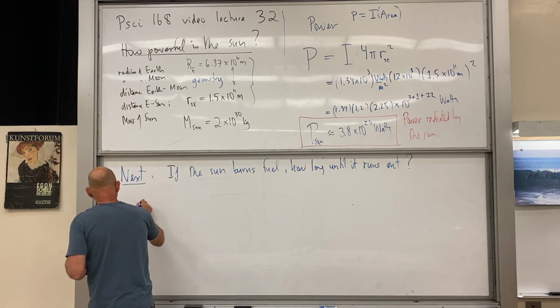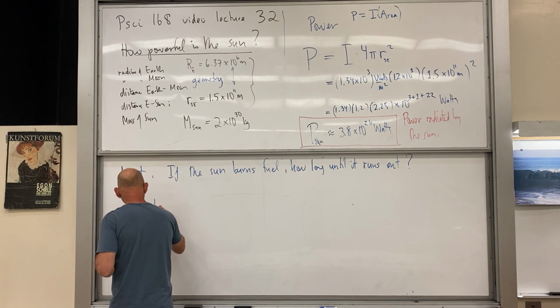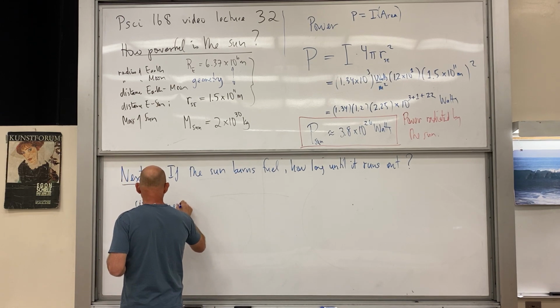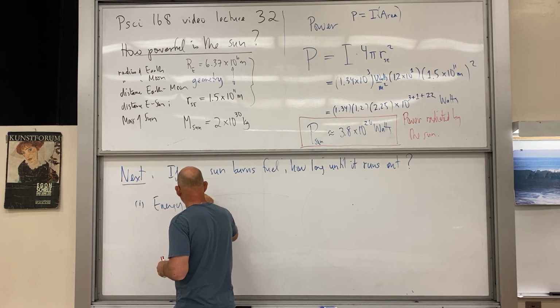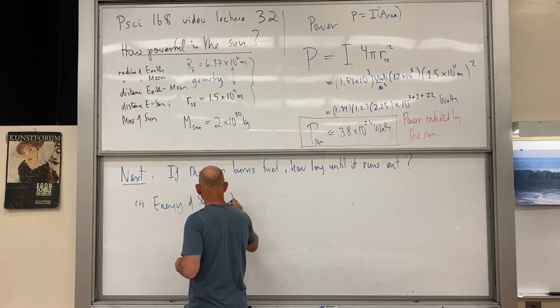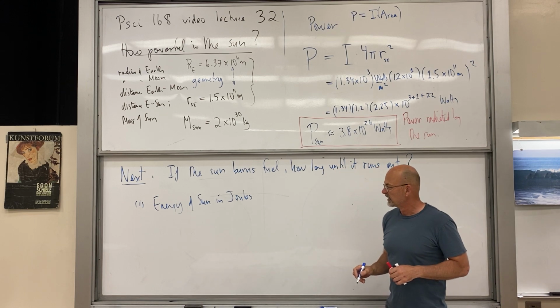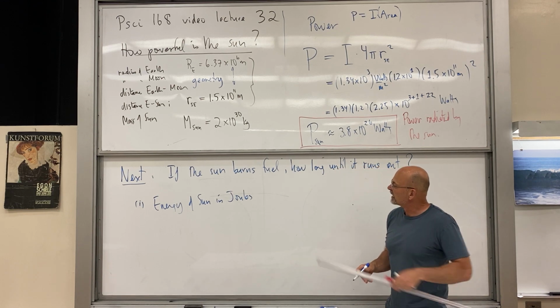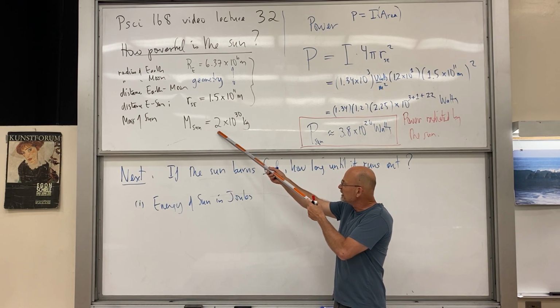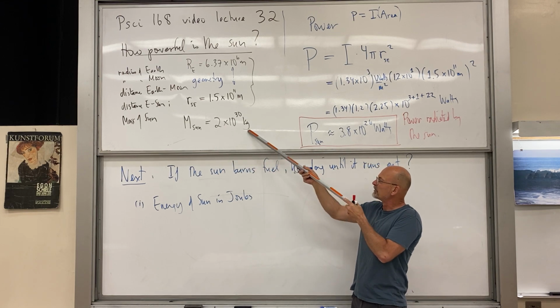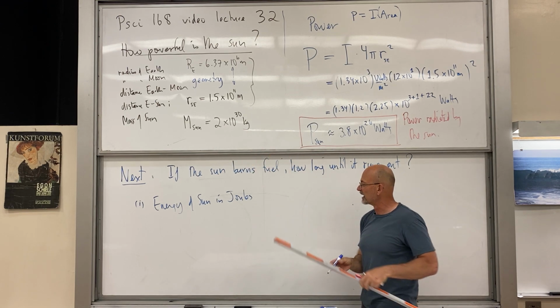And the first thing we need is the energy of the sun in joules, if it's burning fuel. So what we'll do is we'll take the joules per kilogram of fuel and then we'll multiply it by 10 to the 30 kilograms. Okay.